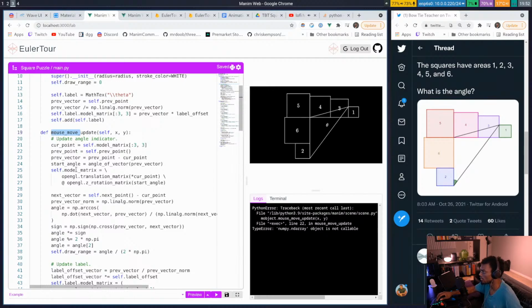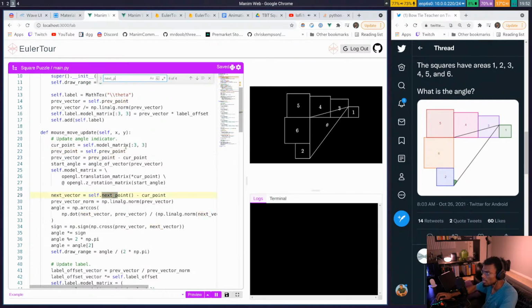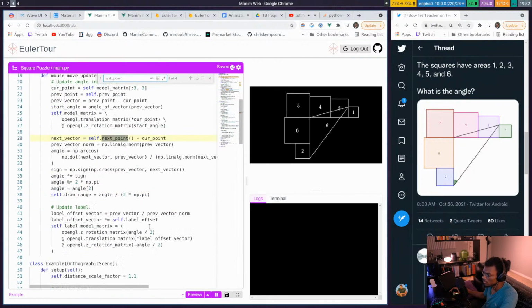Right now I'll just call this update or something. Or actually, current point, previous point. And where's next point? I'll just make it so that none of these are functions anymore. And maybe now this won't crash at least. Okay, I think that's doing what I expect now.